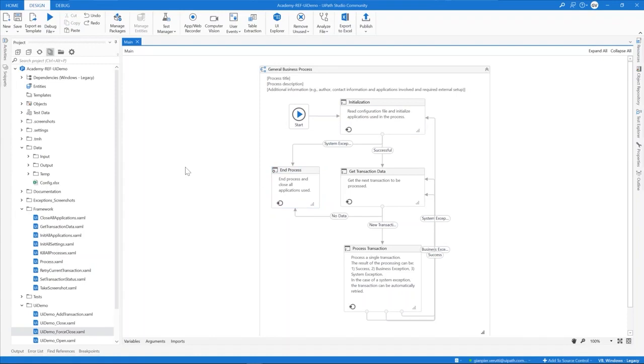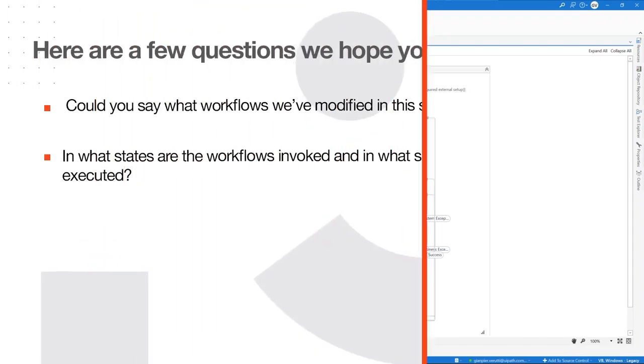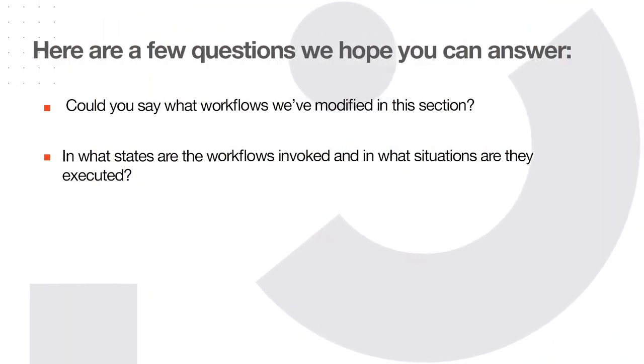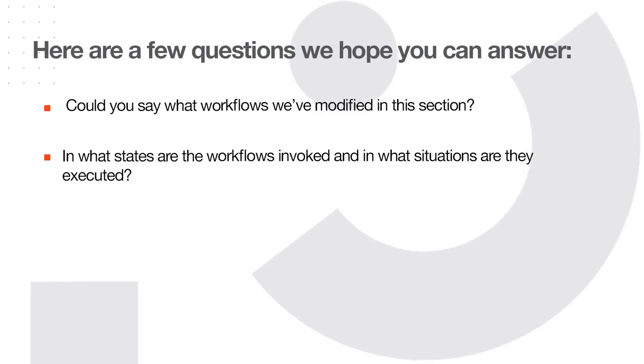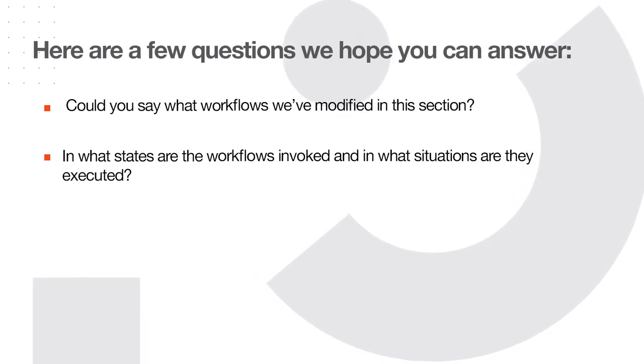Okay, we're at the end of this demo where we've practiced configuring the Init All Applications, Close All Applications, and Kill All Processes workflows. This is a good time to review the applications used, open/close/kill section of the REF with Queue Items checklist. After watching this video, could you say what workflows we've modified in this section? In what states are they invoked and in what situations are they executed?